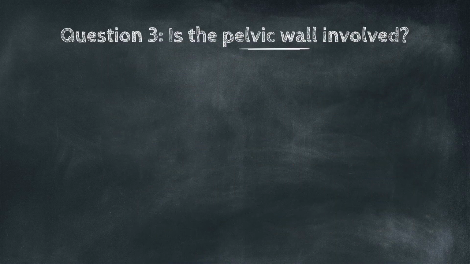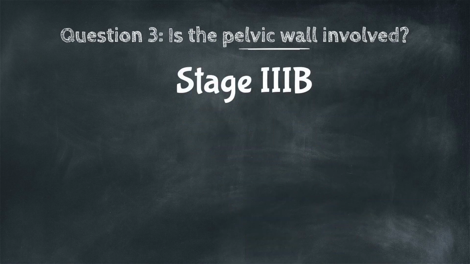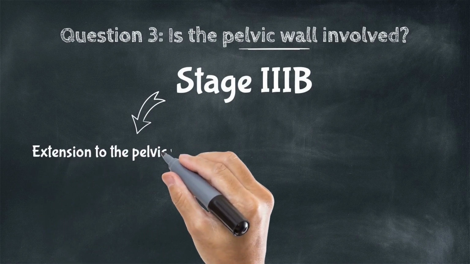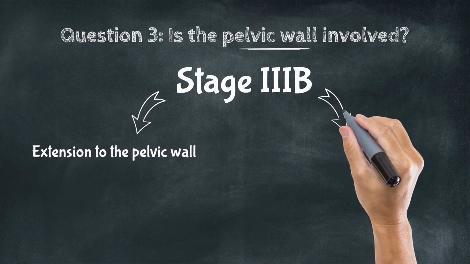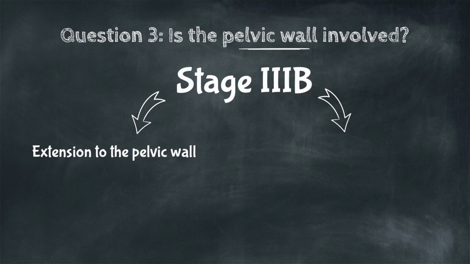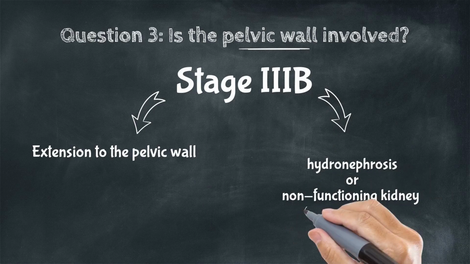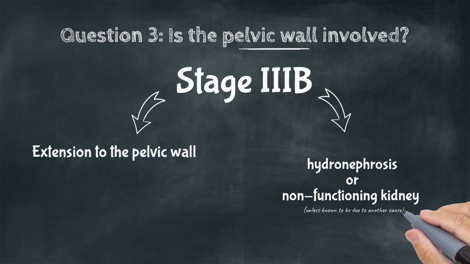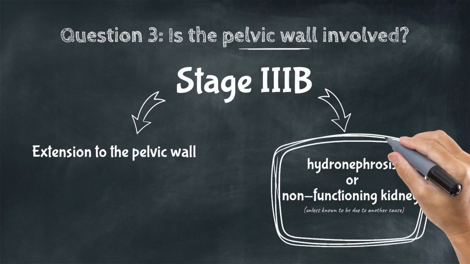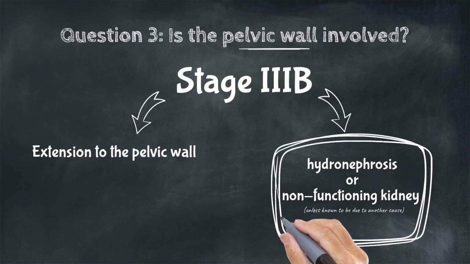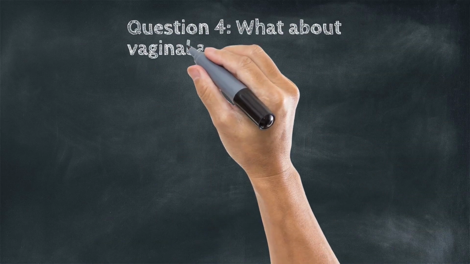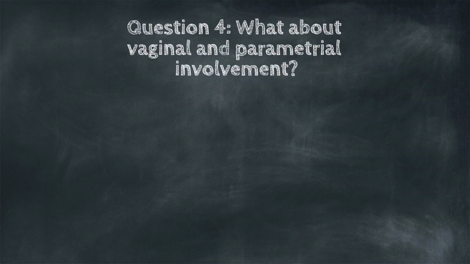Question 3. Is the pelvic side wall involved? Well, this one's quite straightforward. Extension to pelvic side wall automatically puts your patient at stage 3B. Another key detail here is hydronephrosis or a non-functioning kidney. Either of them also qualify as stage 3B. In the context of gynecological cancers, these 2 features are quite pathognomonic for cervical cancer, so keep them on your mind. Now, if pelvic side wall is not involved, let's move on to the last question.